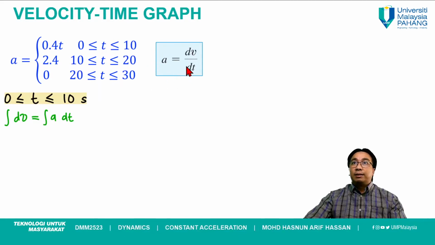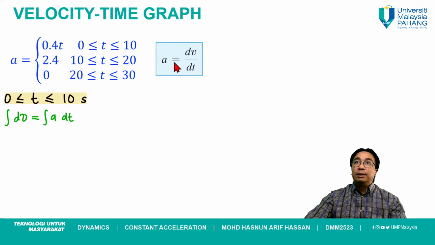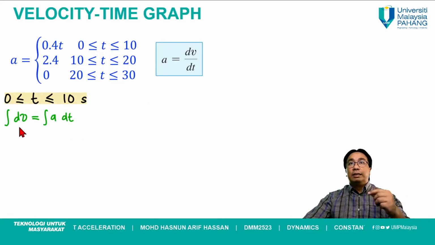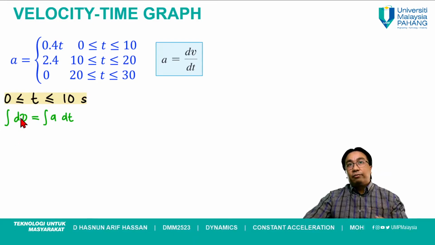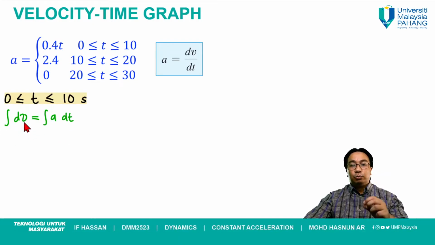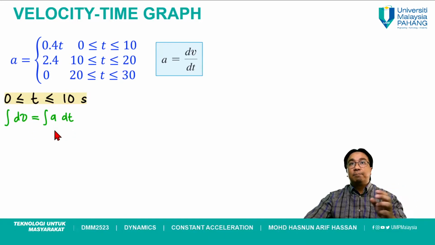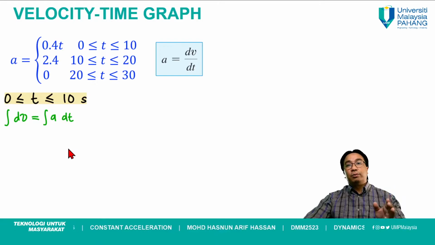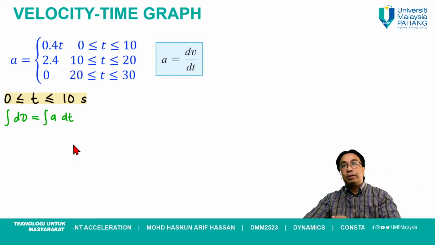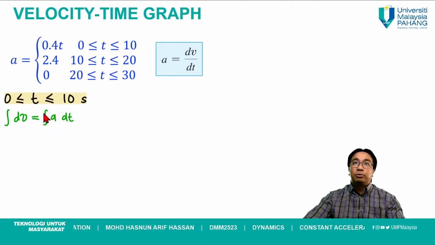We can rearrange, okay, kita boleh bawa dt ni naik ke kiri so that you will have dv equals to a dt. And to get the value of velocity, you will then integrate both sides lah. You integrate dv, you akan dapat v. When you integrate left side, you have to integrate right hand side also. So you have to integrate a dt.